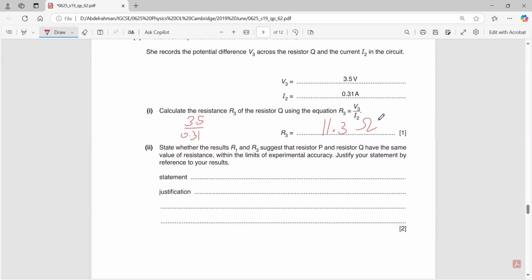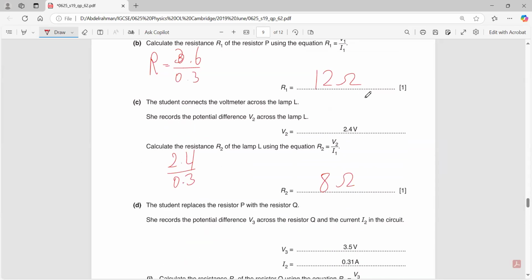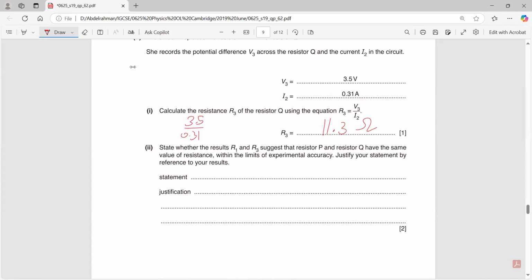State whether the results R1 and R3 suggest that the resistors P and Q have the same value within the limits of experimental accuracy or not. So R1 was 12, the resistor P, and R3 is 11.3. Are they equal or not? Yes, they are equal. How can I find if they are within the limits of experimental accuracy?